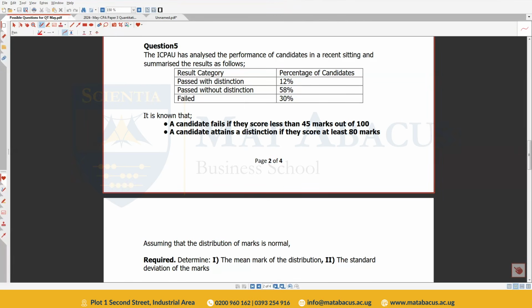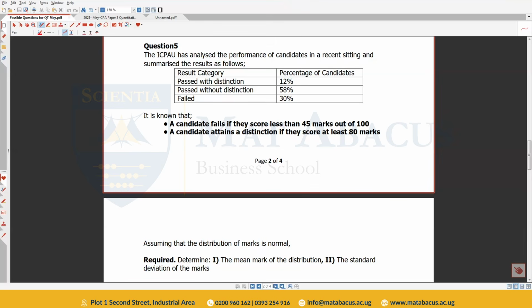So let's get started. An examiner is telling you that the ICPAU has analyzed the performance of candidates in a recent sitting and summarized the results as below. How has the examiner summarized the results? The examiner is telling you that 12% passed with a distinction, 58% passed without distinction, and 30% failed. But a person can only fail if they score less than 45 marks, and a person can only get a distinction if they score at least 80, meaning from 80 and above. Assuming that the distribution is normal, do X, Y, Z.